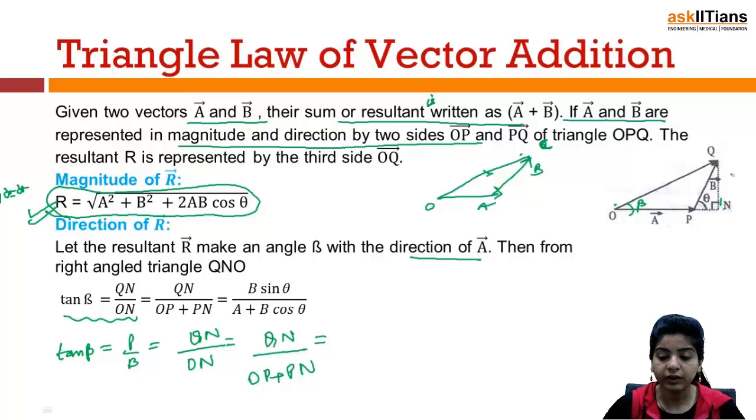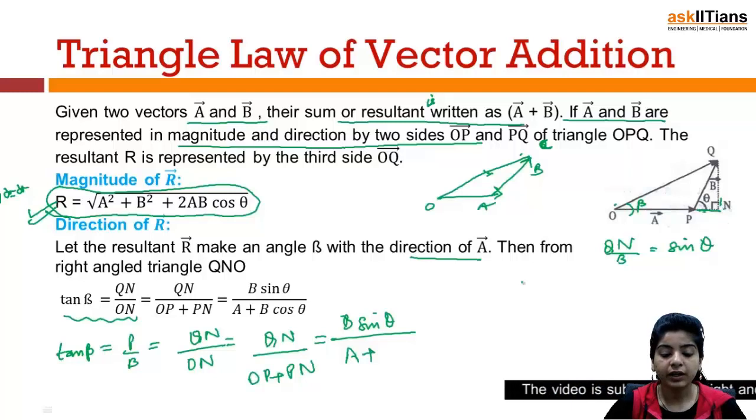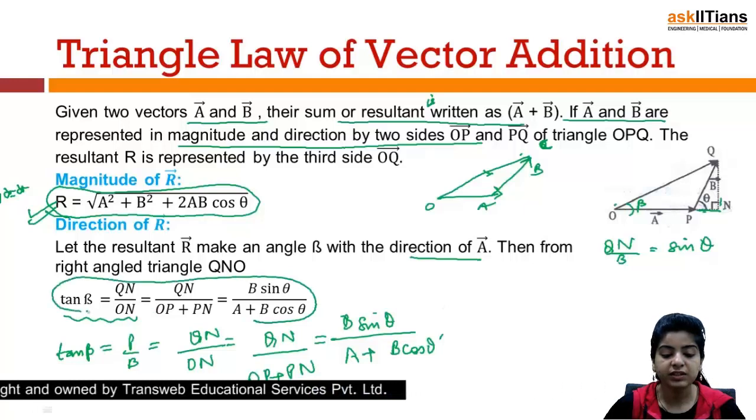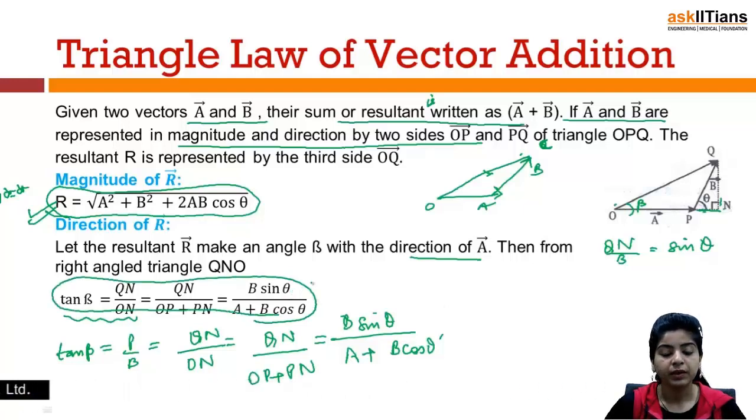From this triangle, I can write QN by B as sine theta. Sine theta is perpendicular upon hypotenuse. So perpendicular is my QN, upon hypotenuse is B vector. So QN by B is sine theta, so QN becomes B sine theta. So I get B sine theta by OP, which is vector A, plus PN. Now again from this triangle, PN upon B vector will be cos theta, and therefore I get it as B cos theta. So this is what we get: tan beta is B sine theta by A plus B cos theta. Again, these formulae prove helpful in solving questions, right?